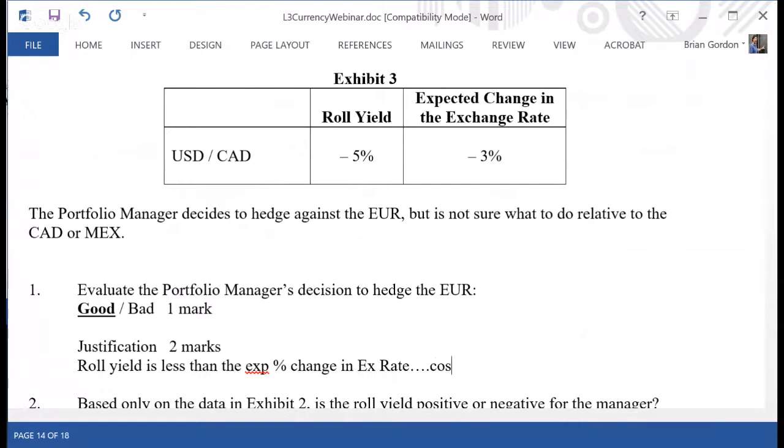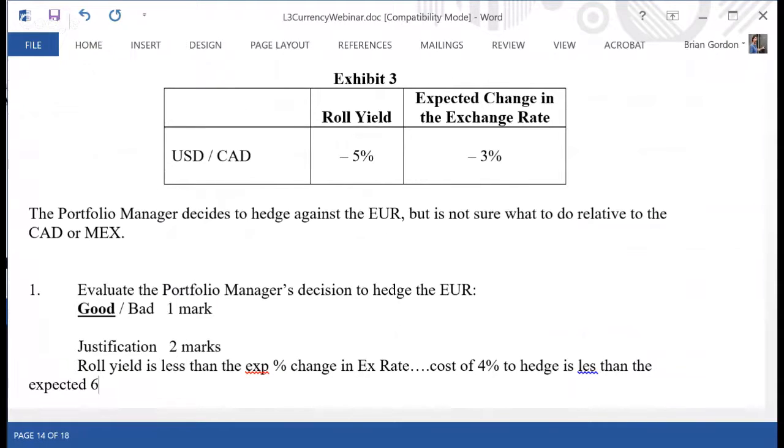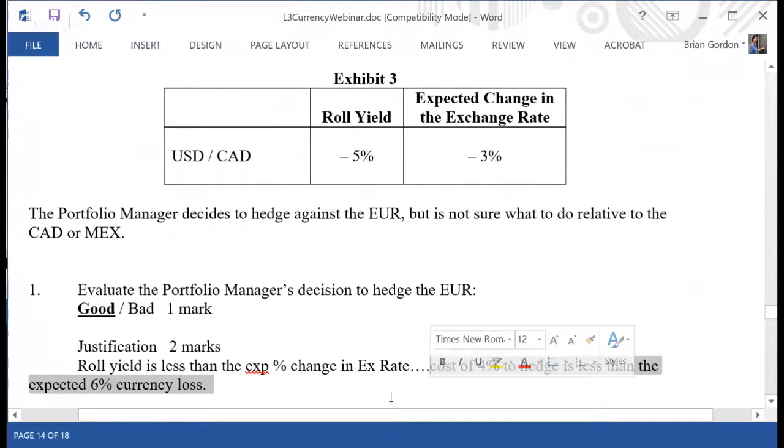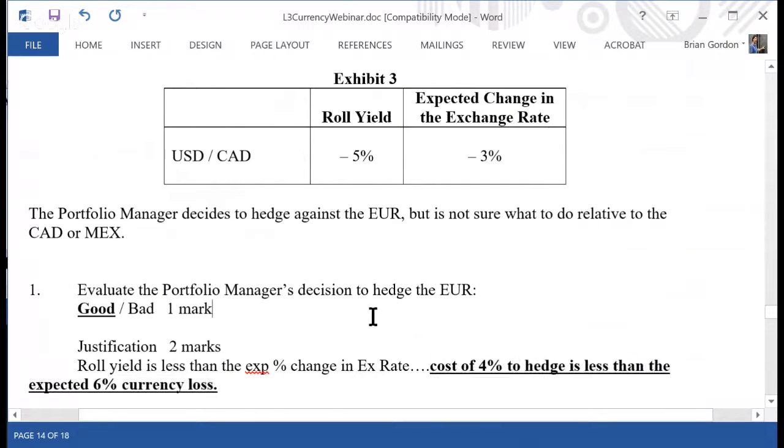I would say the cost of 4% to hedge is less than the expected 6% currency loss. That is plain language. That is without a doubt telling the grader that you know what you're talking about, and that's got to be worth your 2 marks. So here it is. We're learning the techniques here. I'm just telling the grader, I wouldn't write good, bad with a slash. I would say it was a good decision to hedge. That's my evaluation. And now the justification.